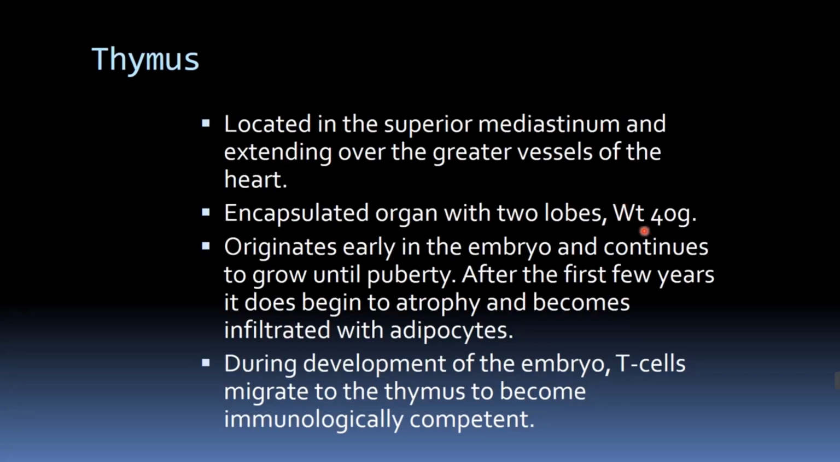This organ weighs about 40 grams, and like I said, two lobes, and you'll find that these lobes actually are made up of lobules. So tiny lobes found within the actual lobes themselves. We call those lobules, and we'll look at that in greater detail. It originates in early embryo. It continues to grow until you reach puberty and around there. And then it starts to, well, atrophy.